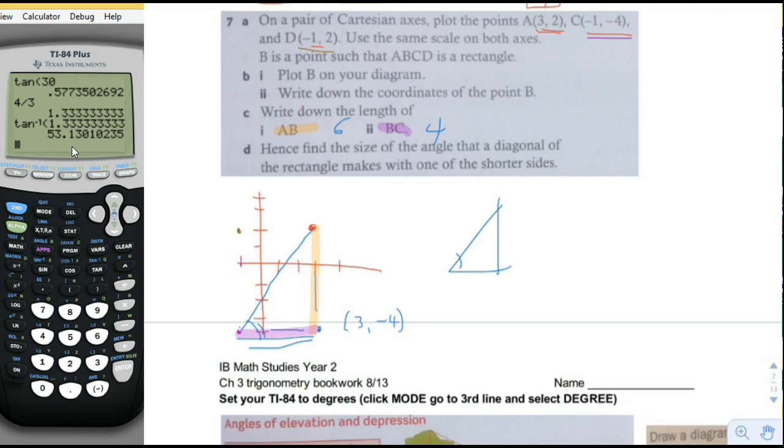It's like that. And then we just found that AB is length 6 and BC is length 4, and we want to find out the angle. Now it's pretty easy, right? We know the opposite and the adjacent, and we don't know the angle. So we'll make a tangent equation for that. We'll say tangent of x is equal to 6 divided by 4. Okay, so we'll put 6 divided by 4, and then we'll do inverse tangent of that.